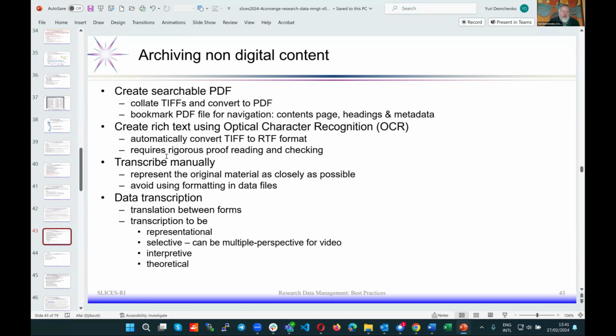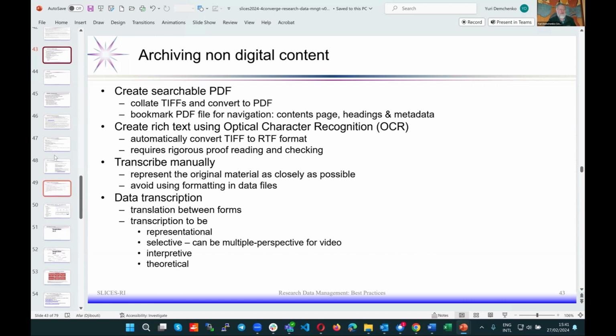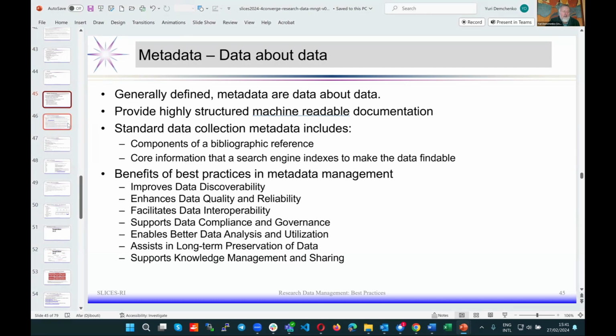Archiving digital and non-digital content: there are practices for this. It is applicable for the majority of non-computer-science or computer-generated files, and there are also quite useful examples. We will look at what metadata is, maybe one of the target topics of today's tutorial.